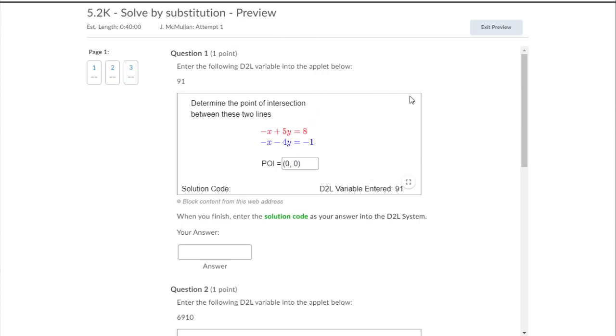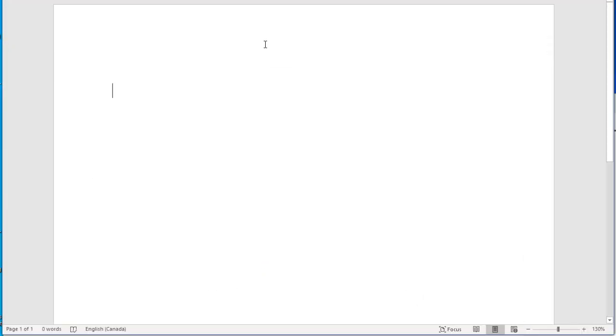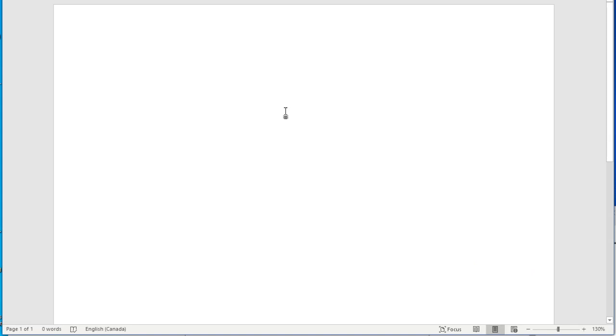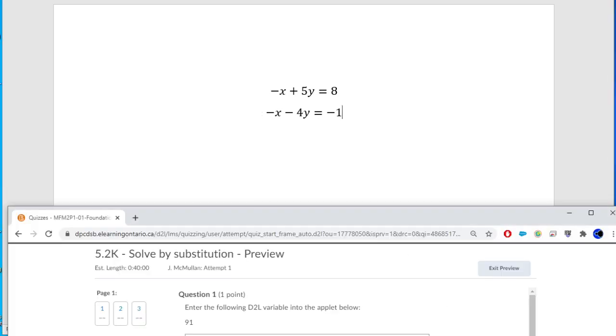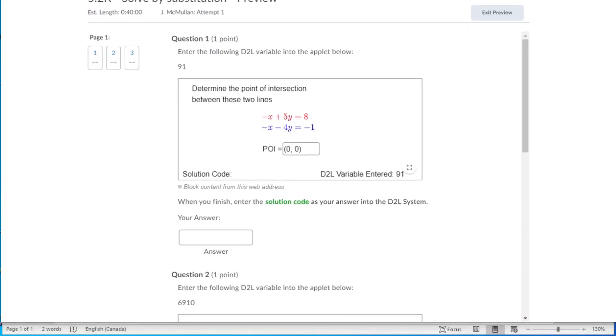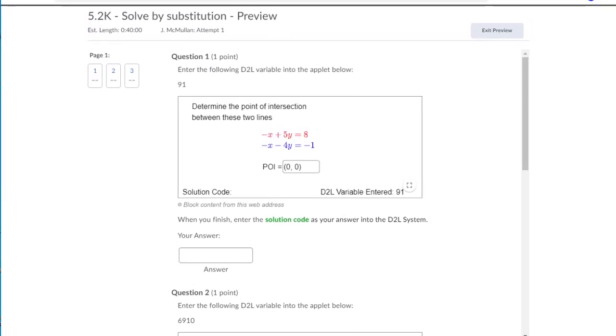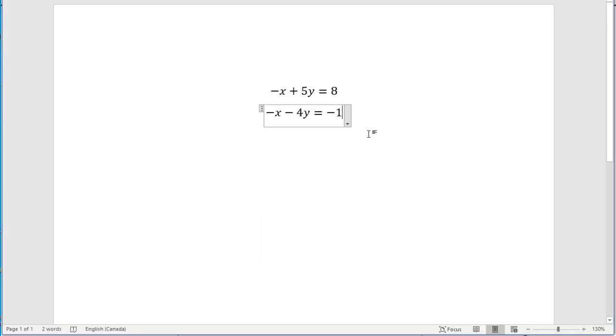So this one, what we're being asked to look at here is negative x plus 5y equals 8, which is supposed to intersect with negative x minus 4y equals negative 1, right? And so the idea would be, how do you use substitution to find where those two things intersect? And those two things are straight lines, by the way, because they each have a single x and a single y. And two straight lines should intersect in one place as long as they have a different slope.